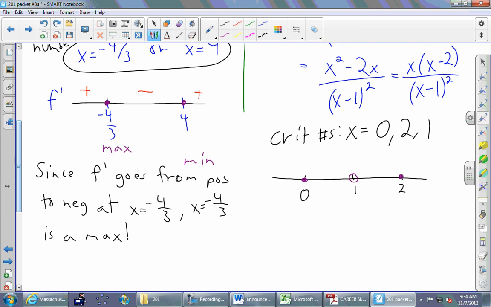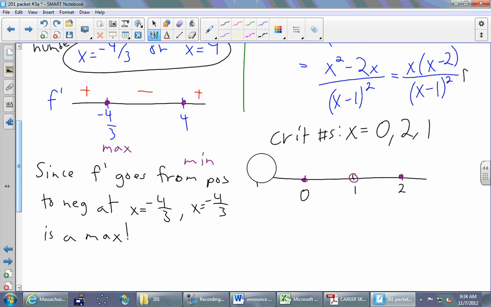Okay, so let's give this a shot. One more thing, I forgot to label my sign chart. g prime is what we're plugging into. And this is the g prime that is the best for us. The fully factored version makes the sign chart easiest.